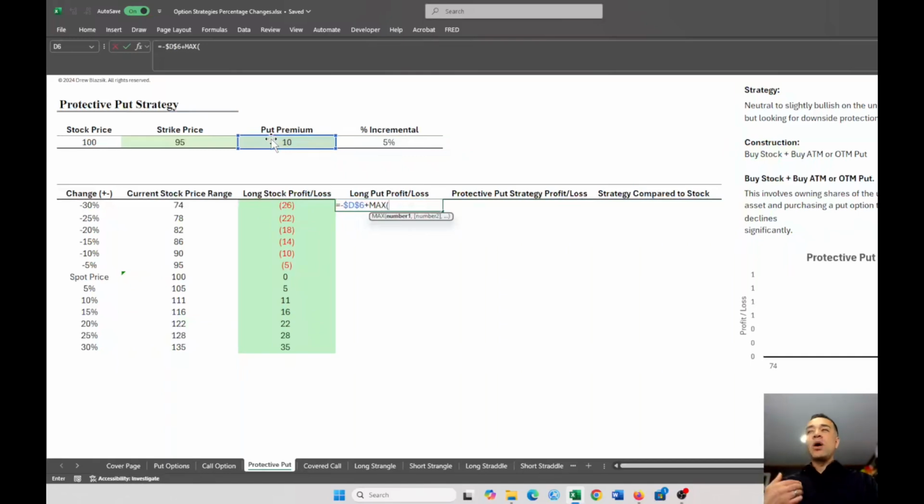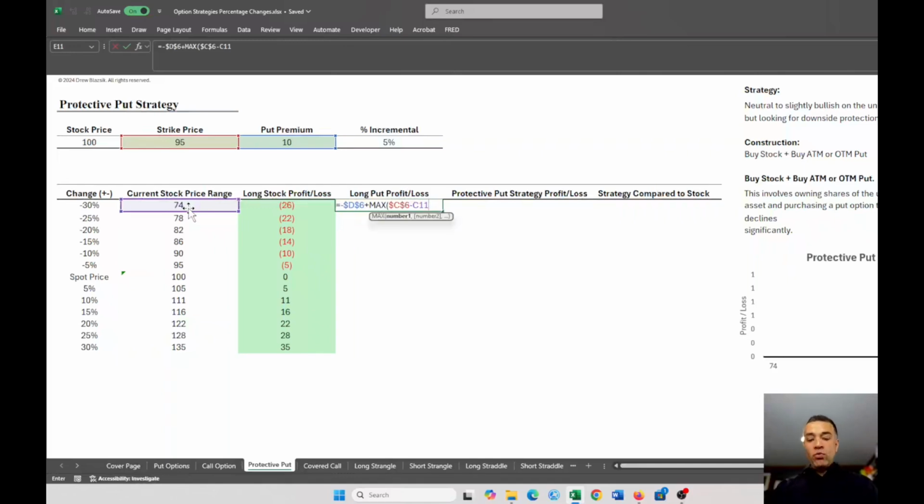And now you want to think about what your profit or loss is on a put. So if the stock goes down, I have a right to sell it for 95. That means it's going to be the strike price, function F4, we're going to freeze that, and that's going to be minus the current stock price. So if I get to sell it for 95 and the current stock price is, say, 74, I make that difference. That's the benefit of the put.